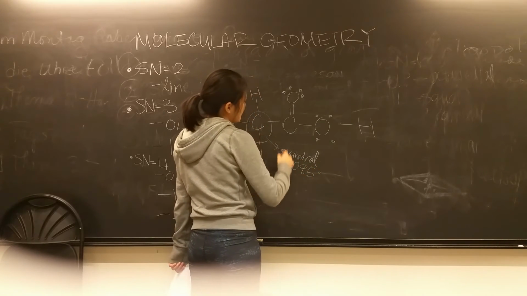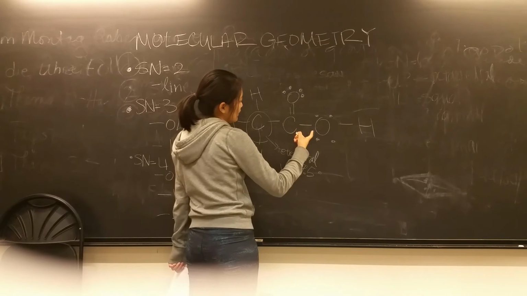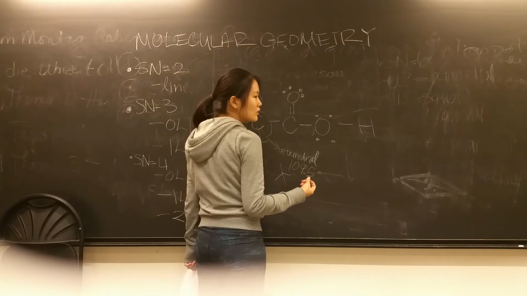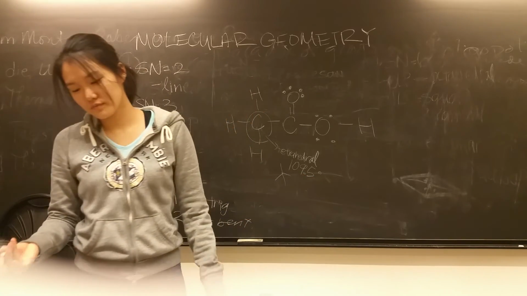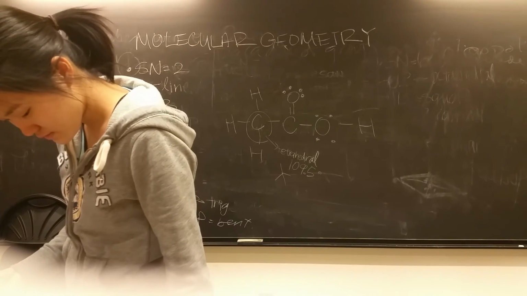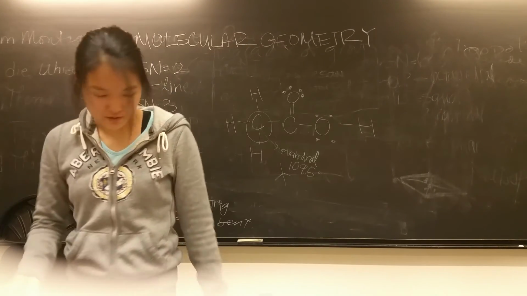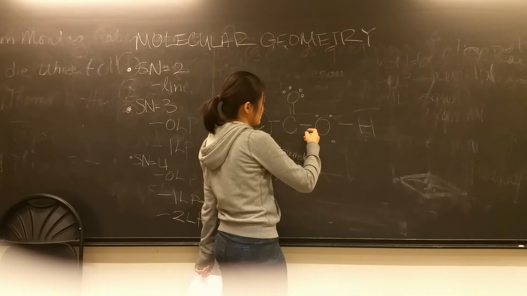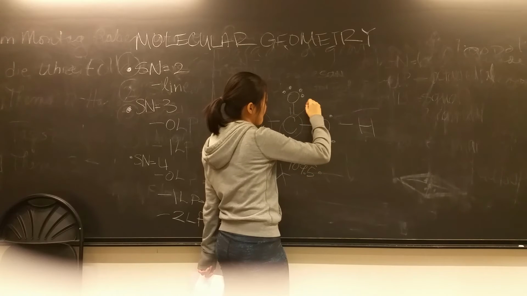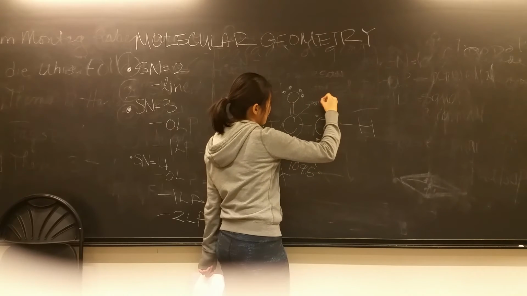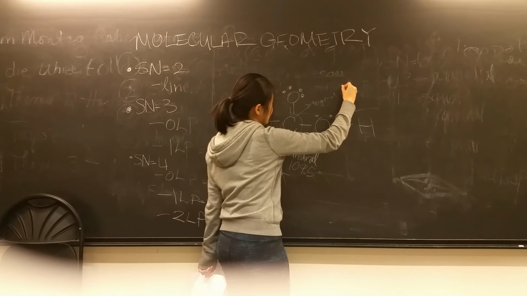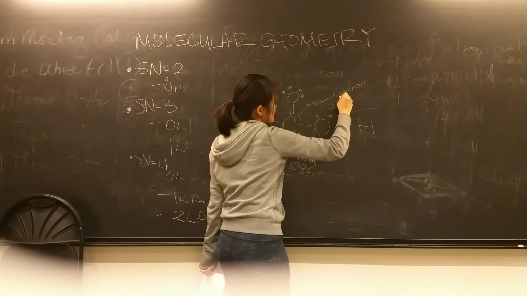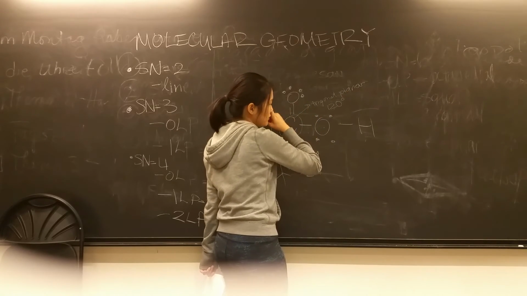Cool. This carbon has 1, 2, 3. Steric number 3, therefore trigonal planar. Yes, because there are no lone pairs on it either. And so let's look at oxygen. Wait, trigonal planar, and therefore 120 degrees. Here, here, and here.